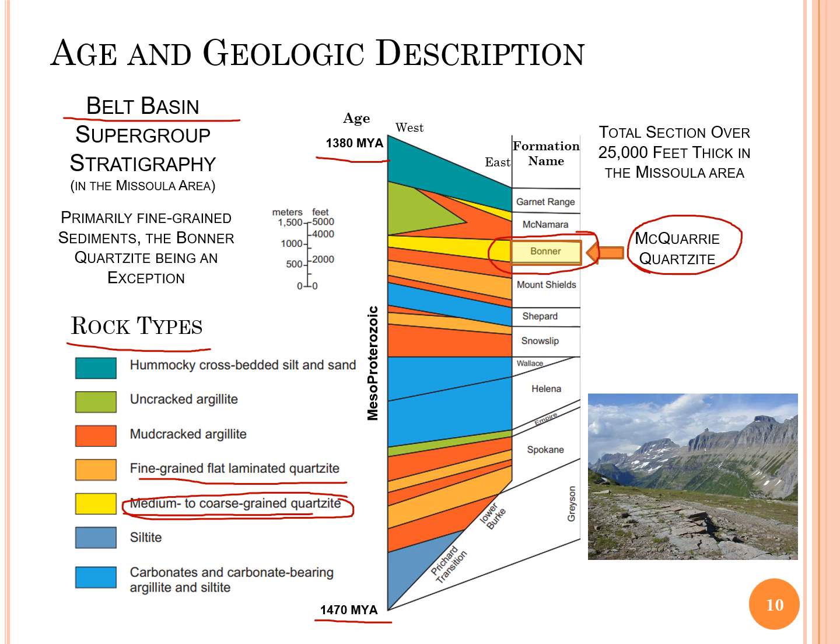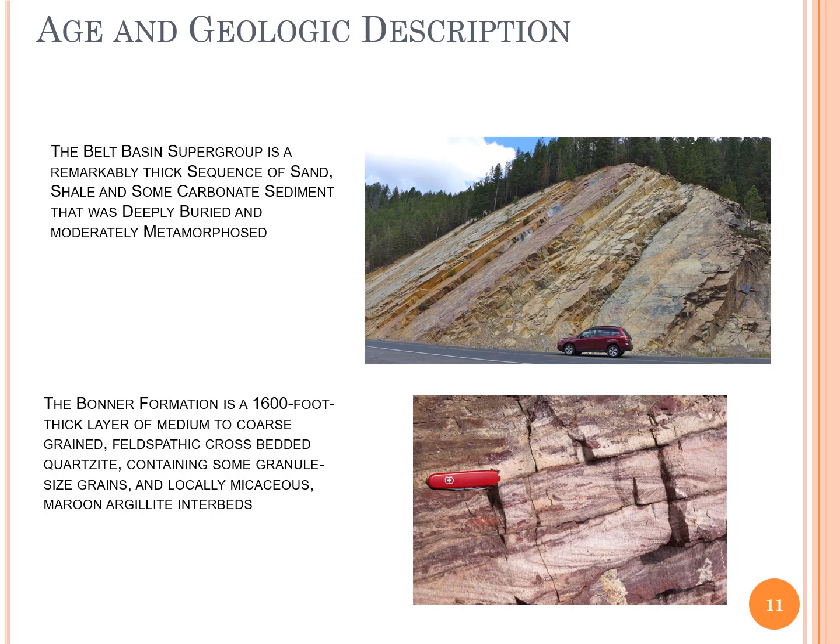And as I mentioned, the overall section is unbelievably thick, particularly in the Missoula area, and represents an old sedimentary basin 1.5 billion years ago that was having a great deal of sediment and sometimes some carbonate form in it. Well, let's zoom in now on a couple of pictures of rock outcrops of the Bonner group. And as I mentioned, the Belt Basin is this remarkably thick sequence of clastic, sand and shale, and some carbonate. And as I mentioned during the process, since its deposition 1.5 billion years ago, it's been buried and compressed.